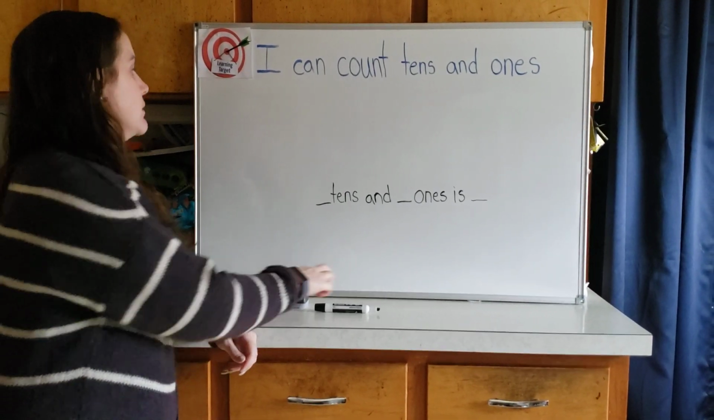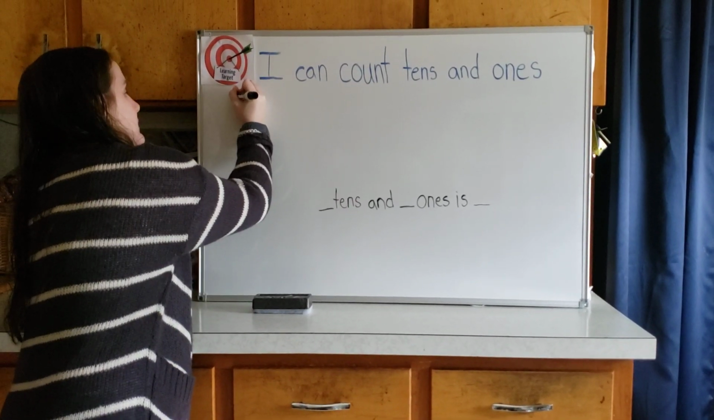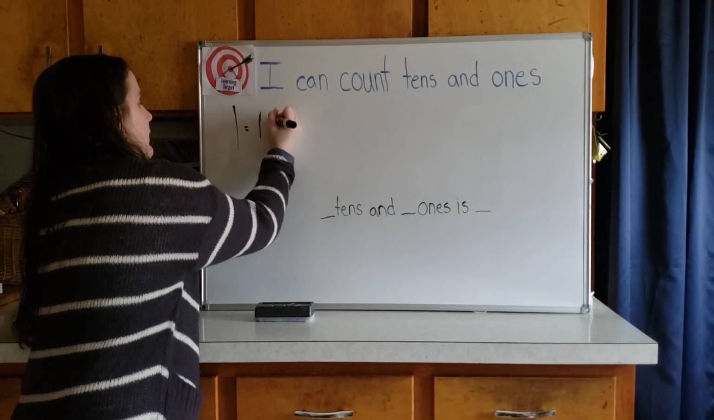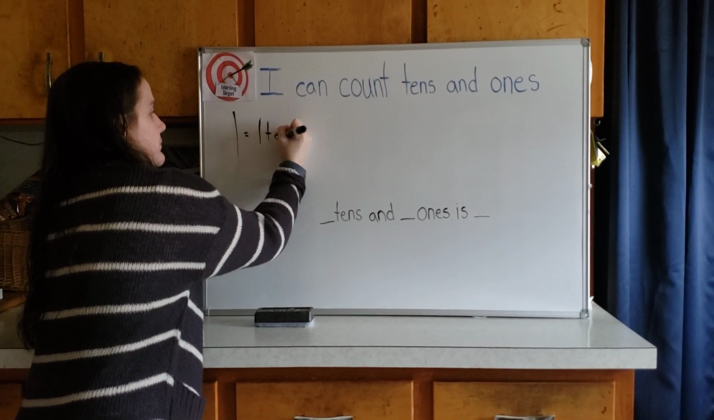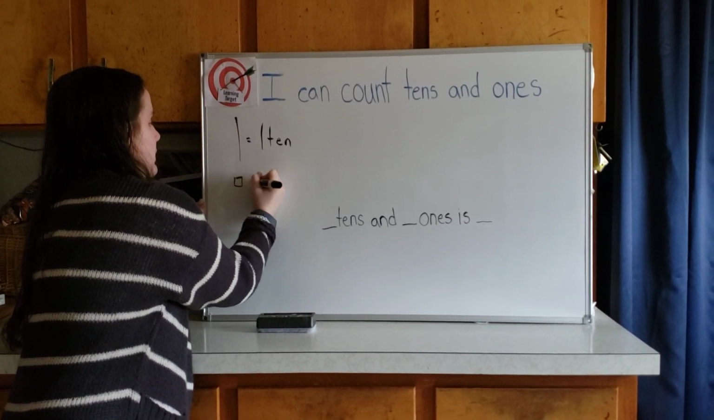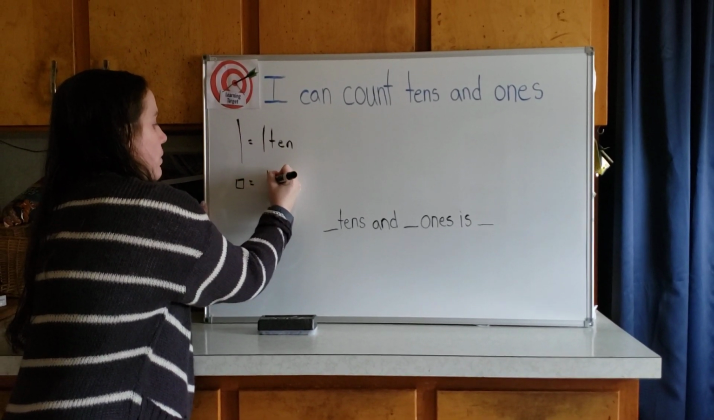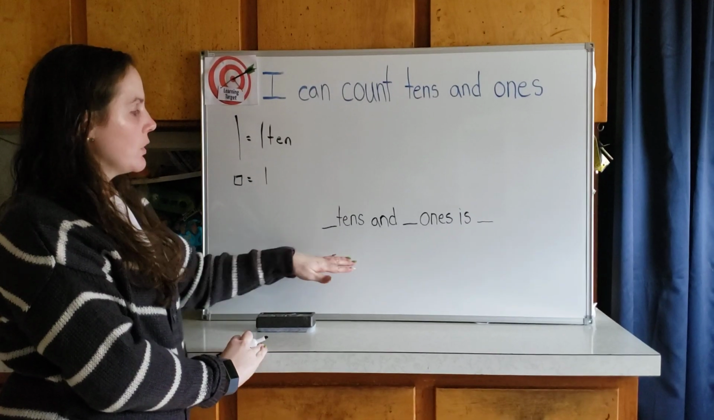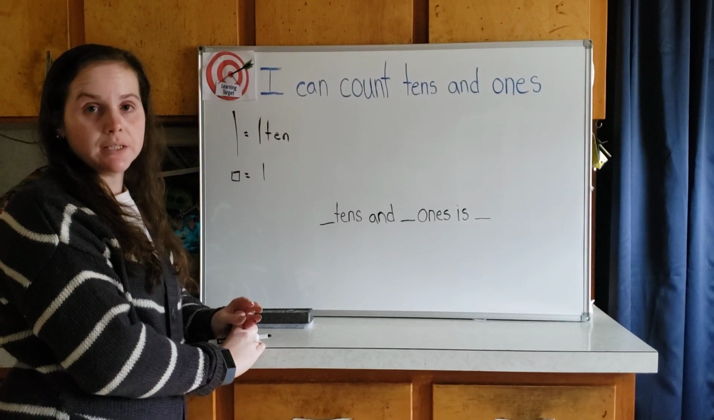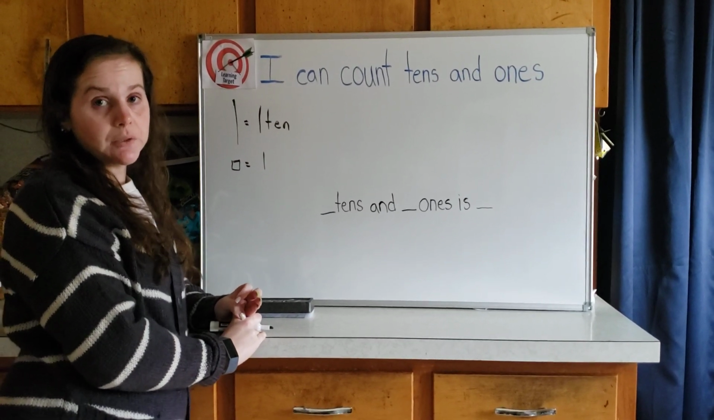For this lesson, we're going to use straight lines, and our straight lines are going to equal 10. And then we're going to use squares, and the squares are going to equal 1. And we're going to use this sentence at the bottom to help us count our tens and ones. So let's start with our first problem.